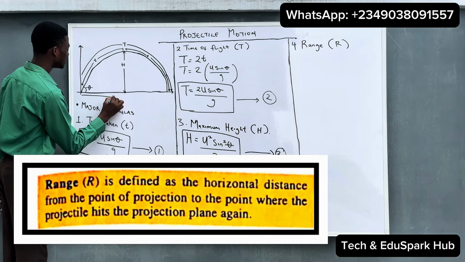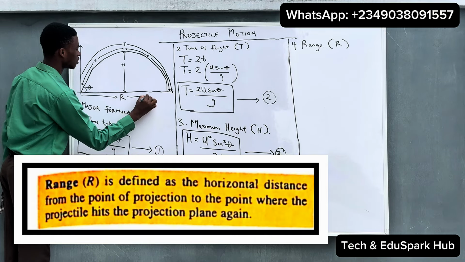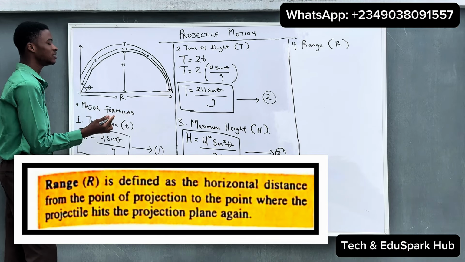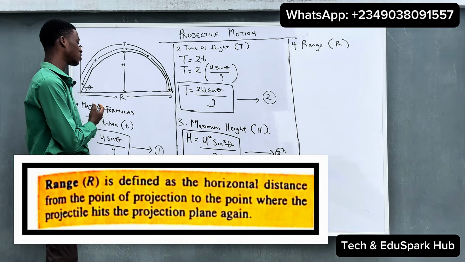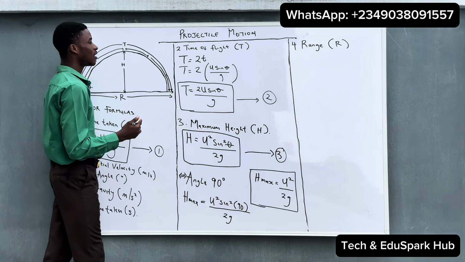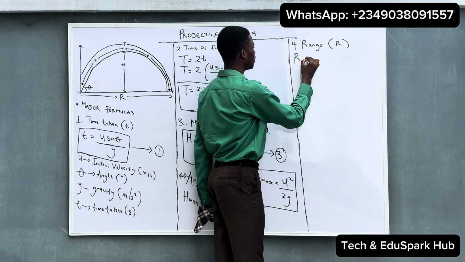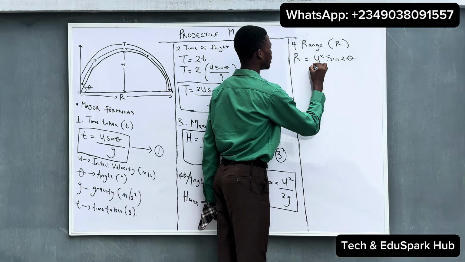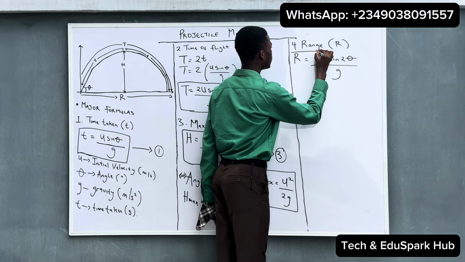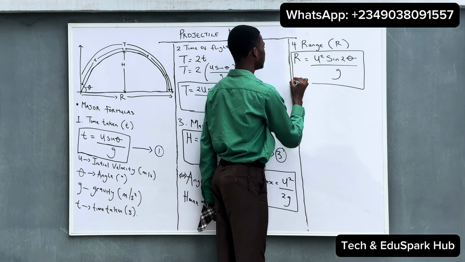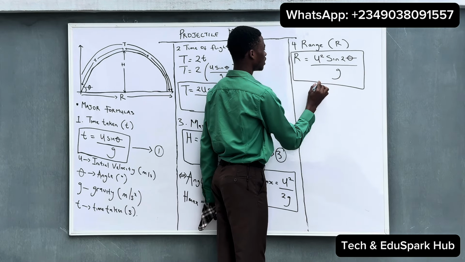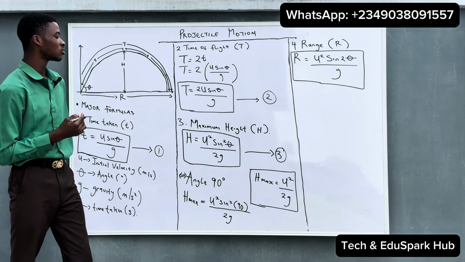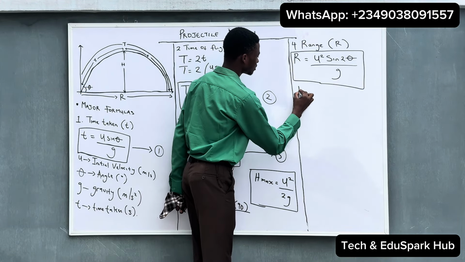It is the maximum horizontal distance covered from the point of projection to where the body hits the projection plane again. This is the simple definition of the horizontal range. The formula for range is given as R equals u square sine 2 theta over g. And looking at this range, there is always a question that they ask under it, which is the R max, the maximum range.